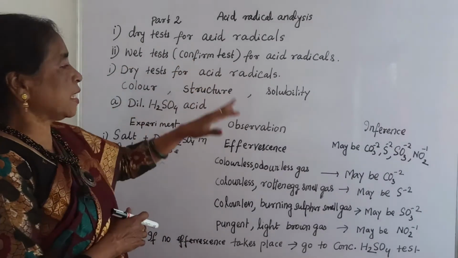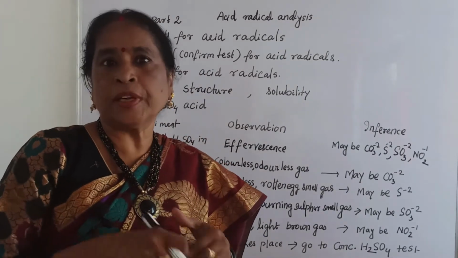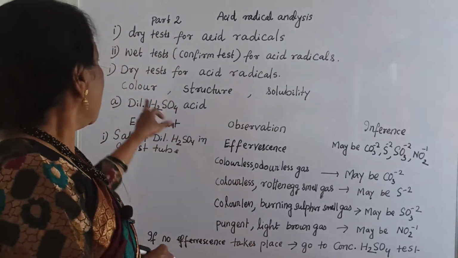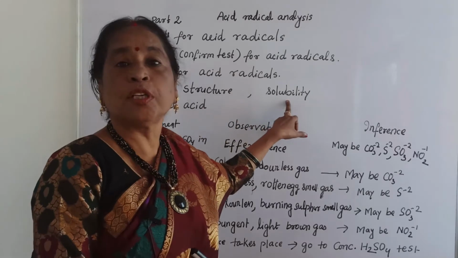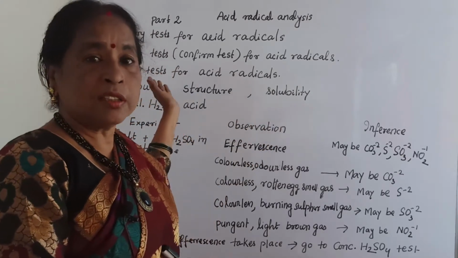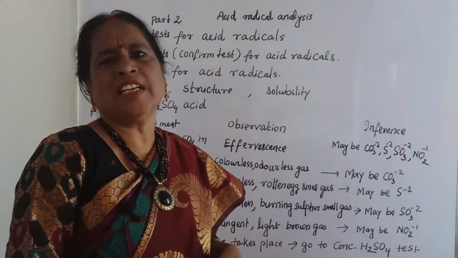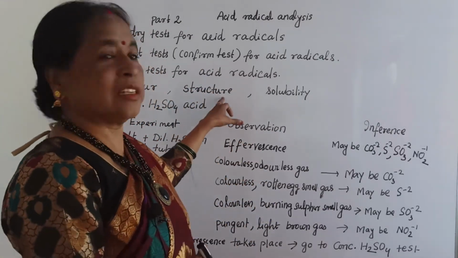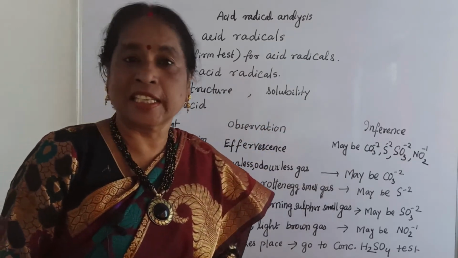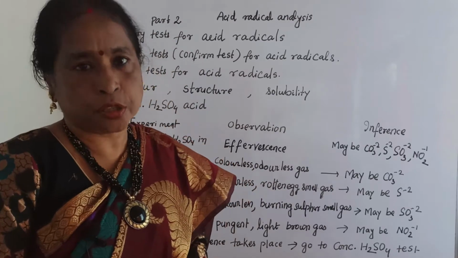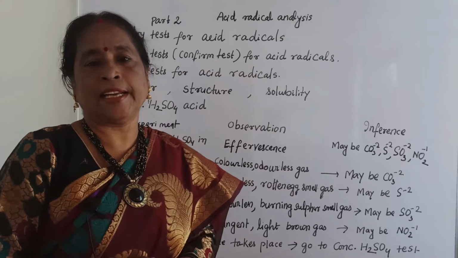Now, the dry test for acid radicals: when you see the salt, you should do the dry test. Before doing the dry test, we should observe the color of the salt, the structure of the salt, and the solubility of the salt. Color, you know, whether white or any color. Structure, generally the salts given are crystalline, and solubility, generally it is a water soluble salt.